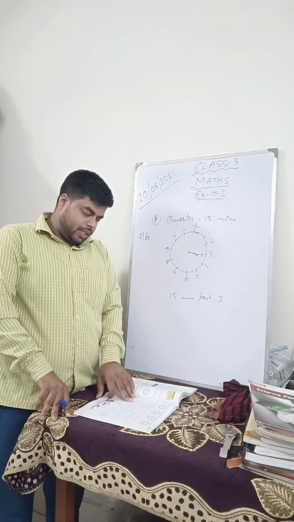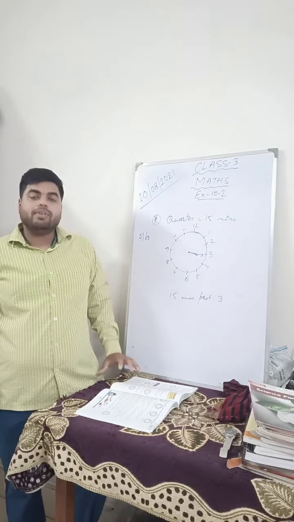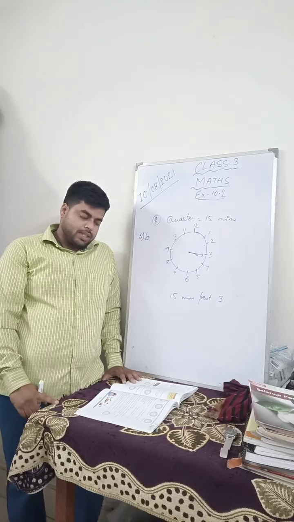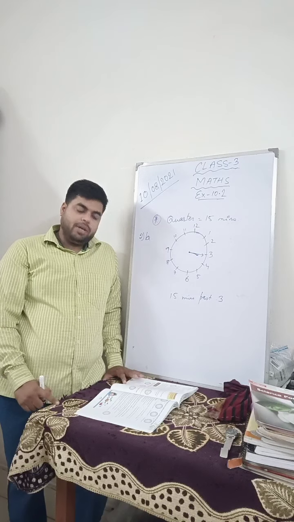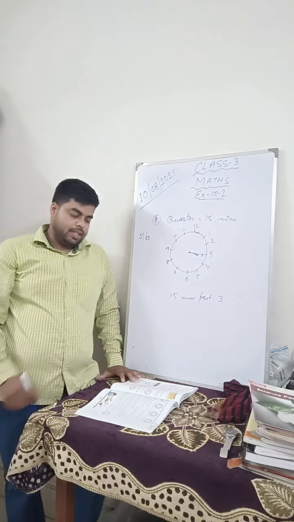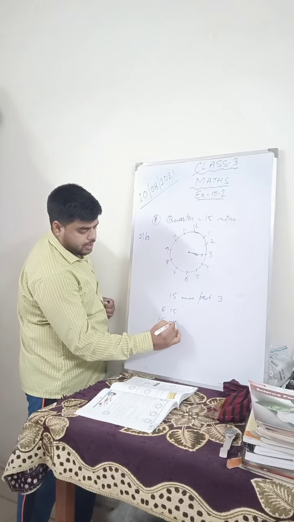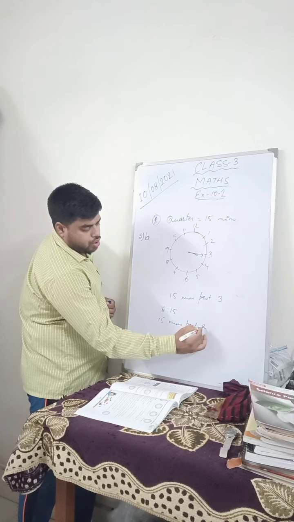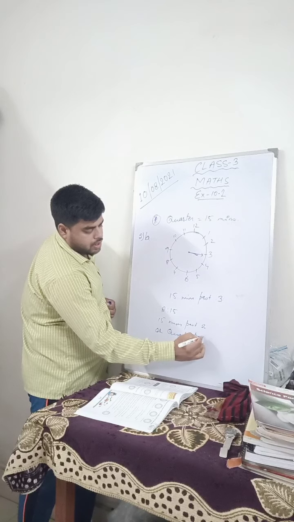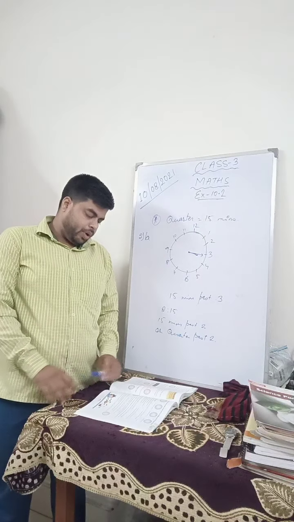Now fill in the blanks. Question number 3. You will do it by yourself. When the hour hand moves from 12 to 2, it covers how many hours? It covers 2 hours. From 12 to 2, 1 and 2. Quarter past the hour means how many minutes have already passed? 15 minutes. 2:15 is also written as how? 15 minutes past 2, or you can write quarter past 2. This is how you will complete exercise number 10.2.